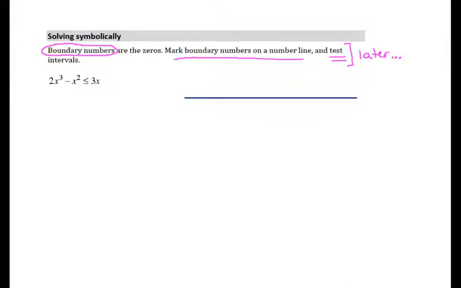So I'm going to need a number line for this, and I'm going to mark on this number line what the zeros are of the polynomial. Now, looking at this polynomial here, the first thing I want to do is get all the terms on one side. 2x cubed minus x squared minus 3x is less than or equal to 0. This is the polynomial that I'm going to refer to anytime I'm working with the number line. To find the zeros, in this case, I'm going to try factoring. Factoring won't always work, but if it does work, it's usually the easiest approach. So I'll factor an x out of the whole thing.